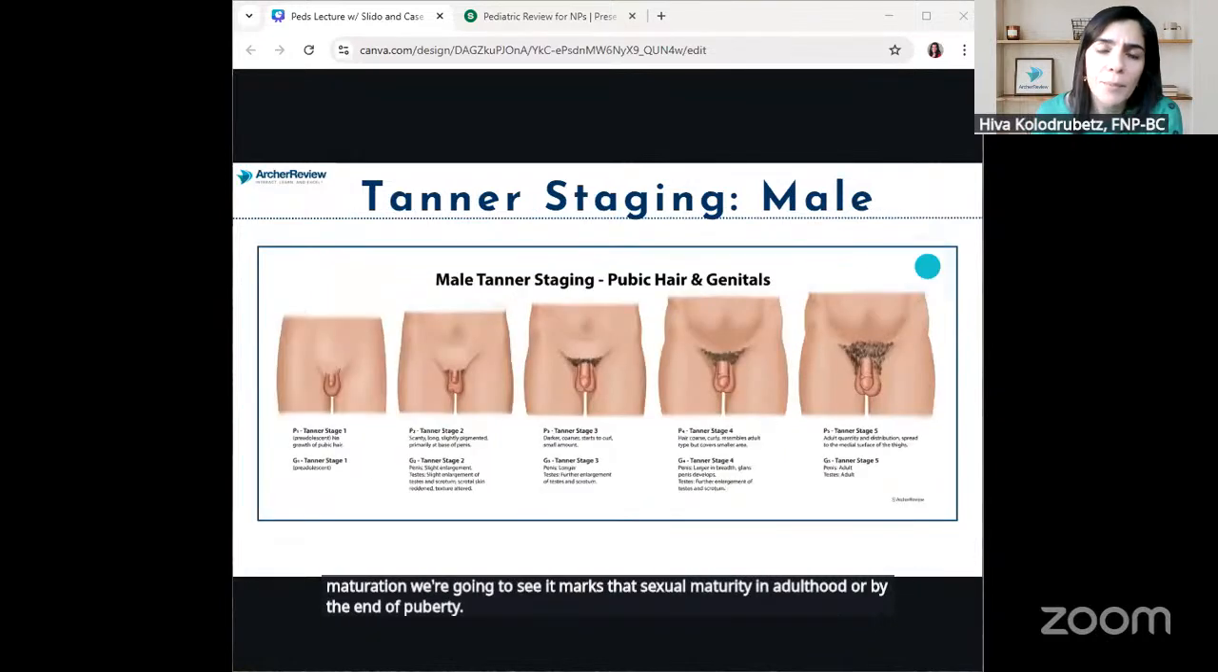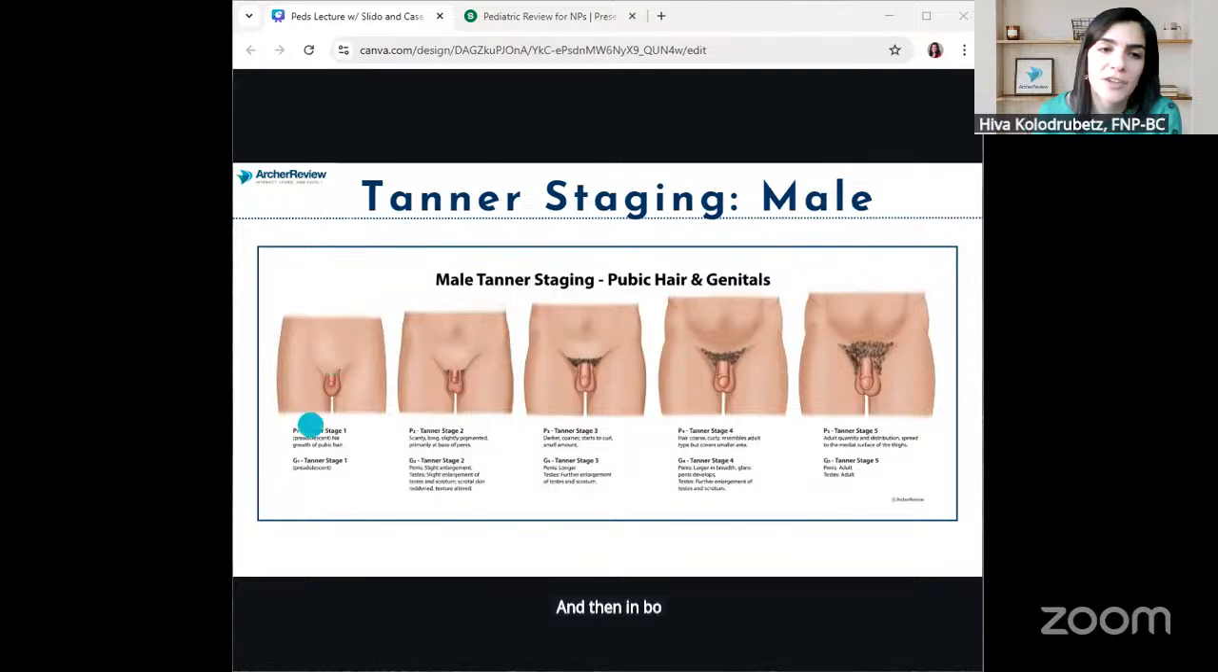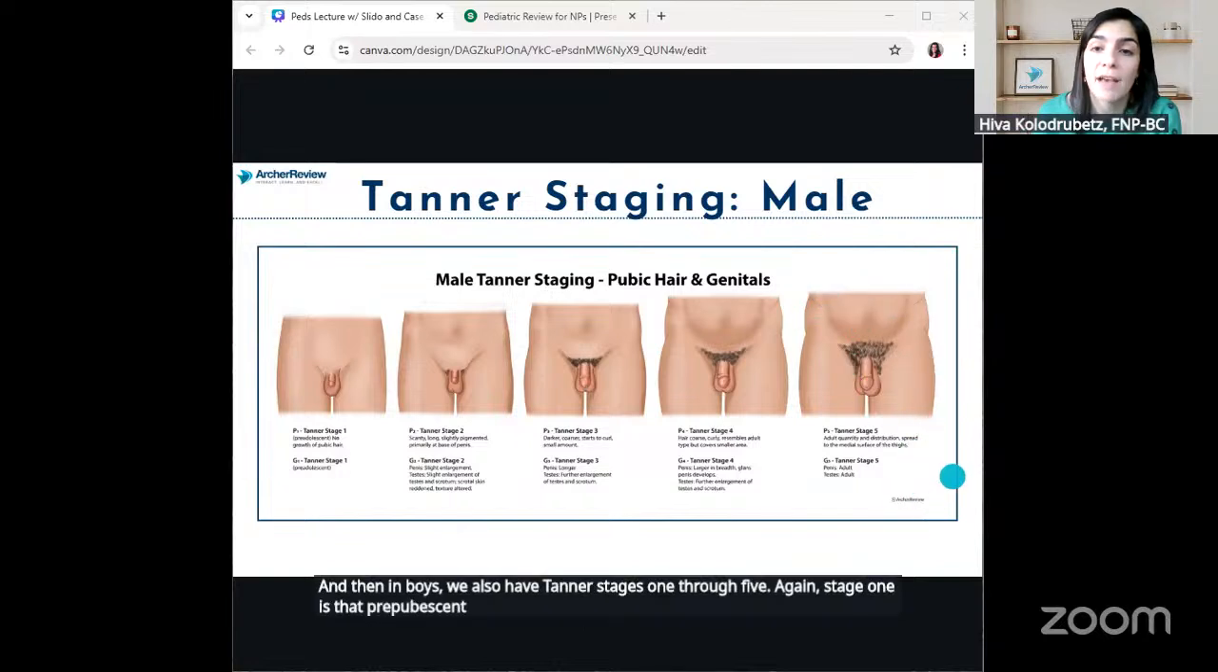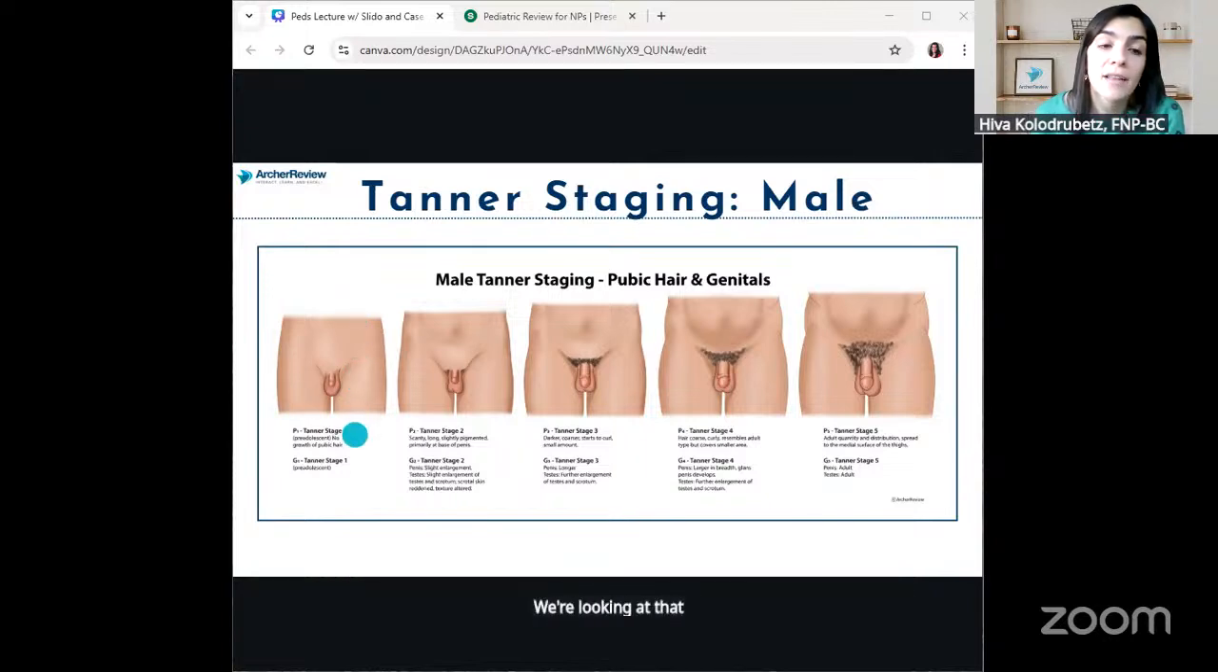And then in boys, we also have Tanner stages 1 through 5. Again, stage 1 is that pre-pubescent, and then stage 5 is going to be that full maturation or sexual maturity. And what we're looking for in our boys, we're going to be measuring the testicular size. We're looking at that as well as the penile length, as well as the pubic hair growth.